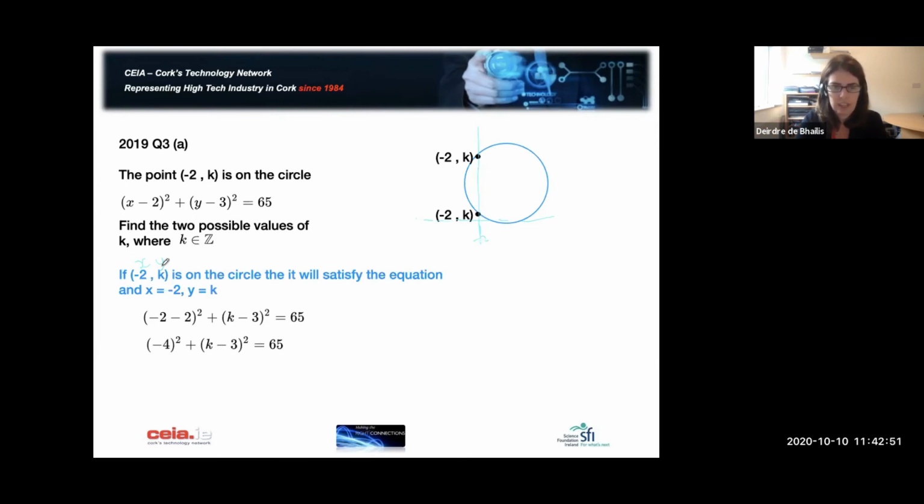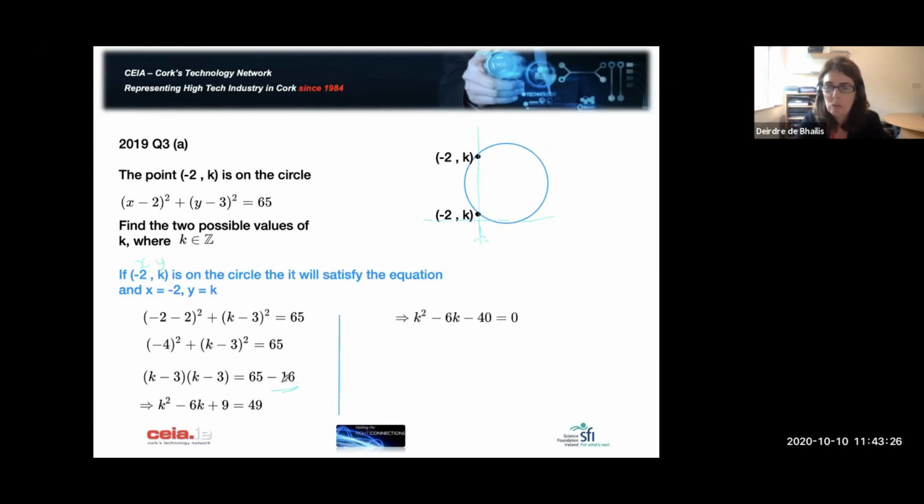And you can see here now that we are getting very close to being able to solve for k. We have to multiply out the square. The minus 4 squared is 16, and that 16 brought over here is minus 16. Again, just another note to be very careful with the negatives and positives. That breaks down to k squared minus 6k plus 9 is equal to 49.